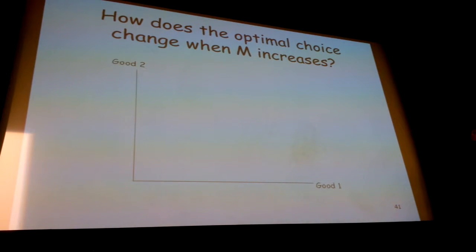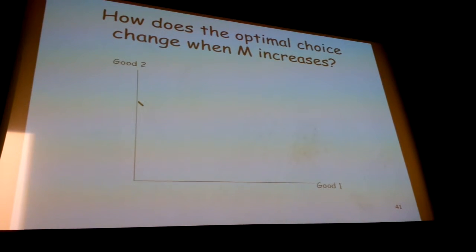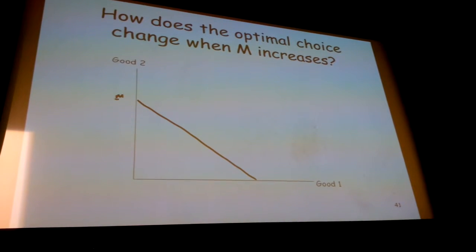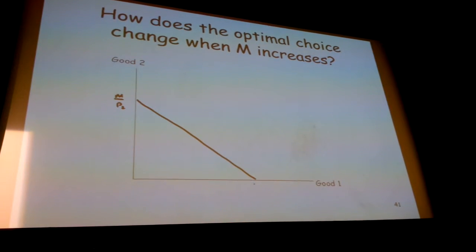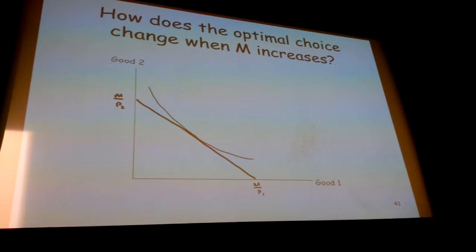So first of all, one of the things that can affect how much of a good we buy might be a change in our income. So let's suppose that this is our initial budget constraint. Recall that the y-intercept is m over p2, the x-intercept is m over p1. And let's suppose that our optimal consumption bundle occurs at point A.